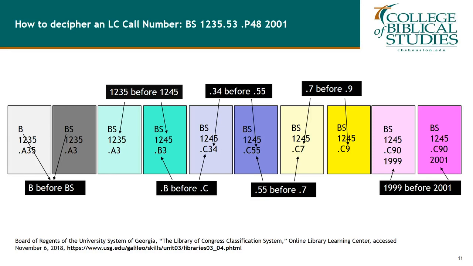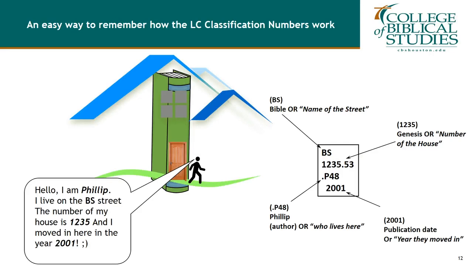To sum it all up, and perhaps to help you remember anything about call numbers, each book is like a little house where information from a particular author dwells. This house is located on a particular street name and number, and someone, in this case the author, moved in there some time ago. So when you read a call number, think of it as BS being the name of the street, 1235.53 the number of the house, P48 who lives there, and 2001 as the year they moved in.